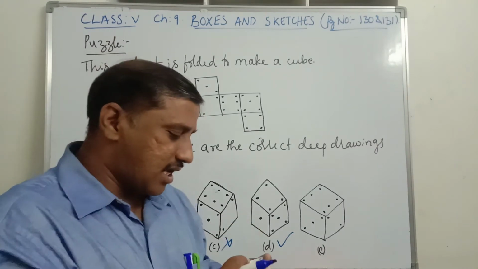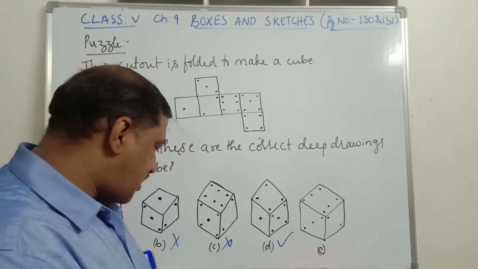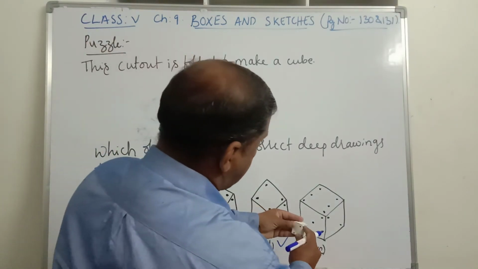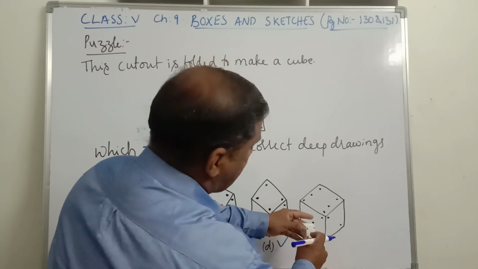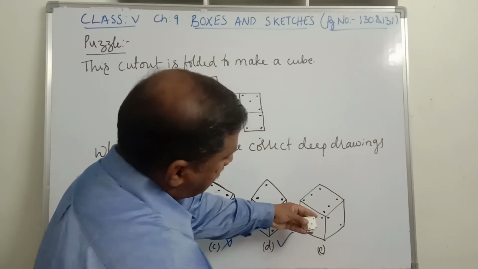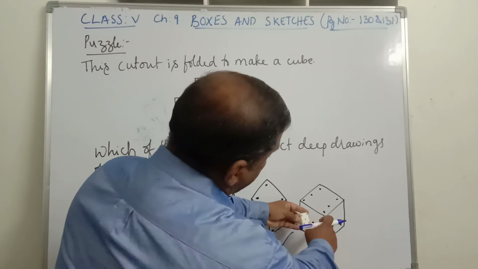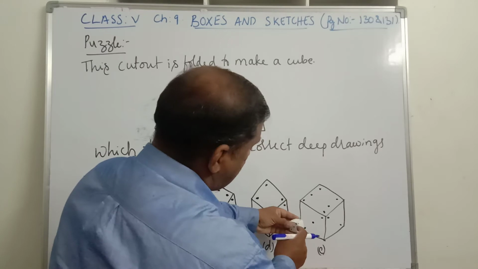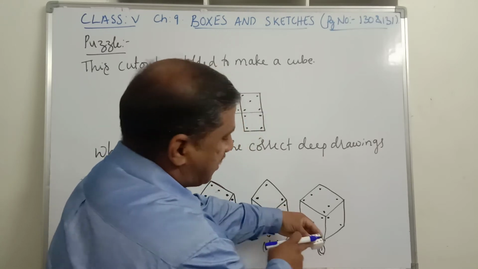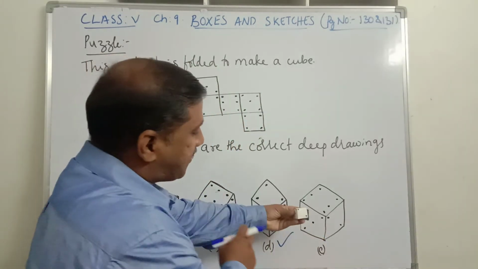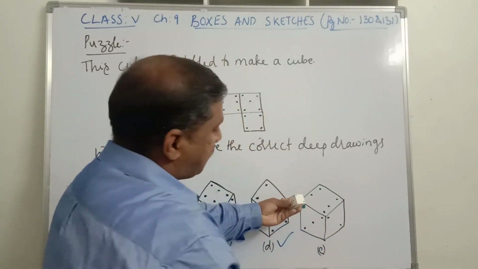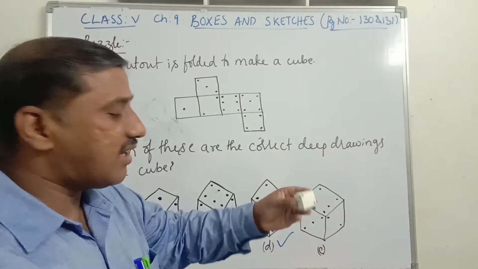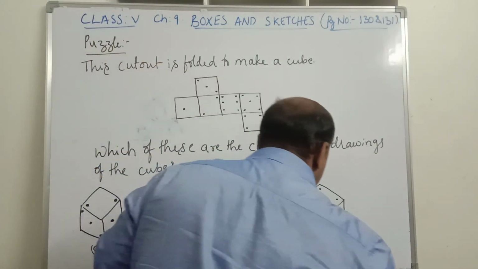What about E? On E we have 6 dots. Again you see here, this is with the 6 dots. When I place it here like this, 6 dots, the front surface has 5, but here it is given 2 dots. If I place it like this, 6 dots on the top surface, 2 dots on the front and 3 dots on the side surface. So this figure is also satisfied by the given cutout.